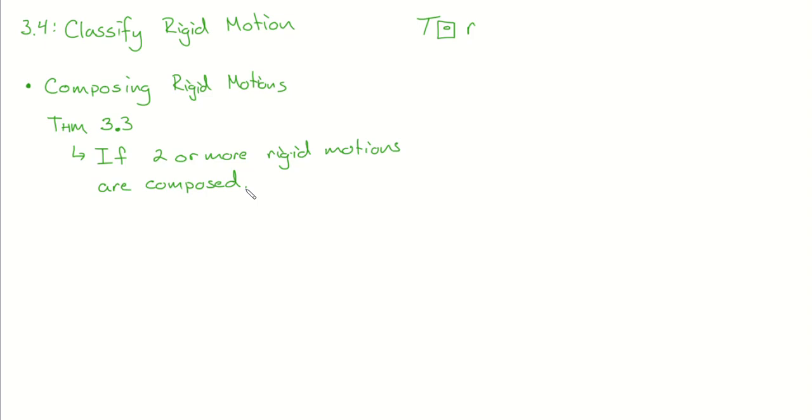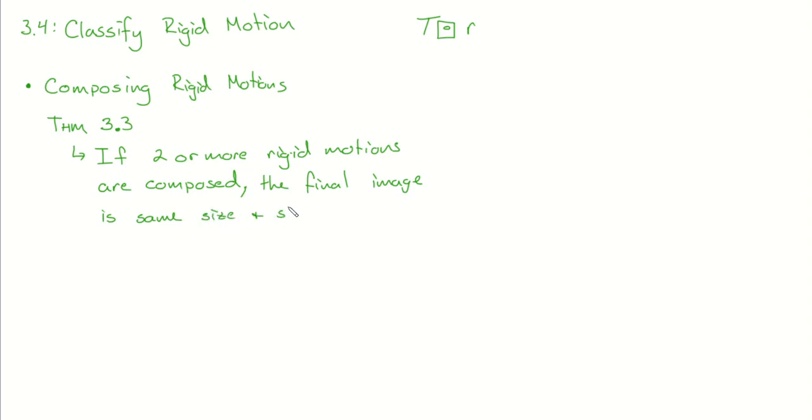What if I, from that rotation, I now translate again and reflect again? Am I still the same shape, same size? Which means no matter what, if I have 2 or more rigid motions, reflections, translations, or rotations, and I compose them, is it still the same shape and size? Yeah. So then, if 2 or more rigid motions are composed, the final image is the same size and shape.